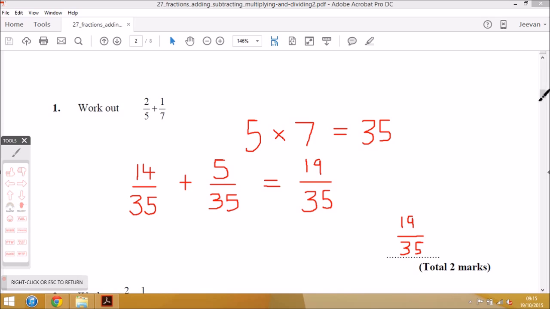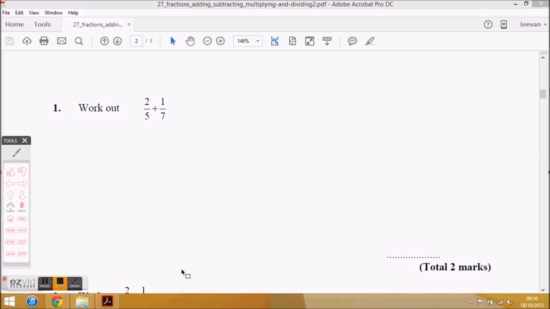Right, with subtraction it's exactly the same thing. It's exactly the same procedure, but in the end you just subtract the two fractions. So you find the common denominator, use equivalent fractions to put both fractions over that common denominator, and then you just subtract them. Okay, moving on.